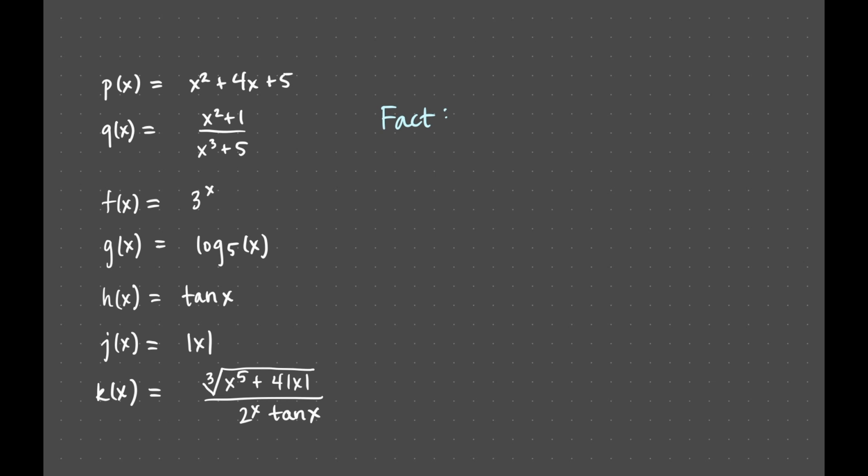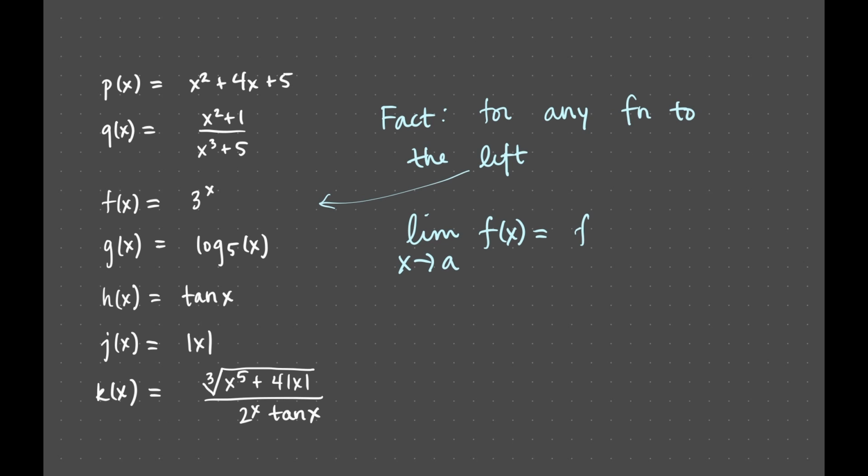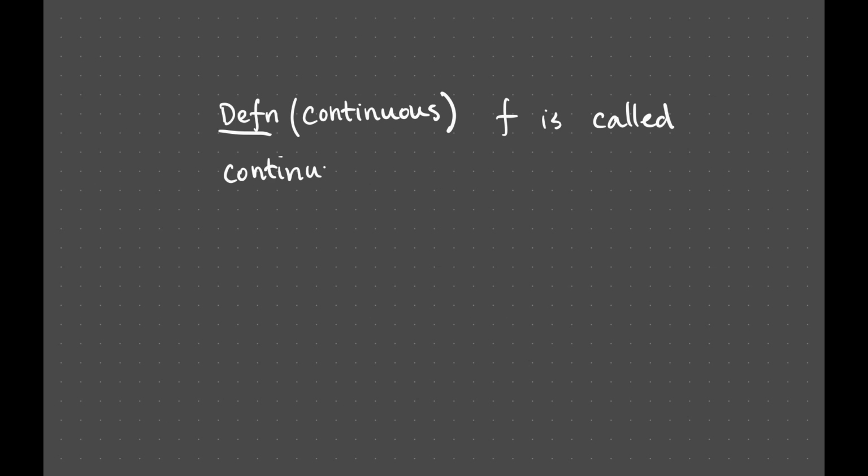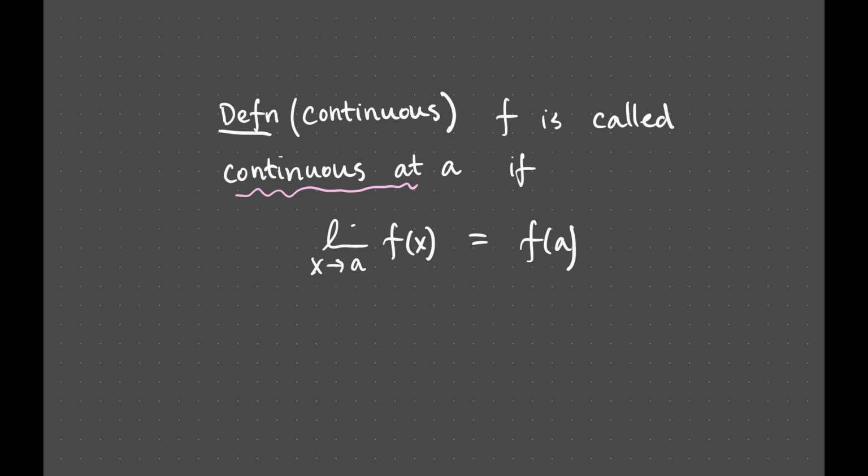In one of the previous videos, I stated that if f is any standard function from the course, such as a polynomial, an exponential function, or a log function, and if f is defined at a point a, then the limit of f as x approaches a must be equal to the value f of a. This property of the limit being equal to the value is so special mathematicians have decided to give it a name, continuity. In other words, any function f of x is called continuous at x equals a if the limit of f as x approaches a is equal to the value f of a.